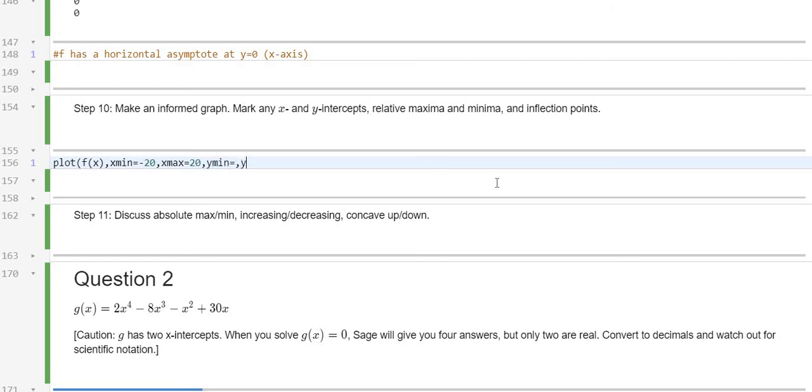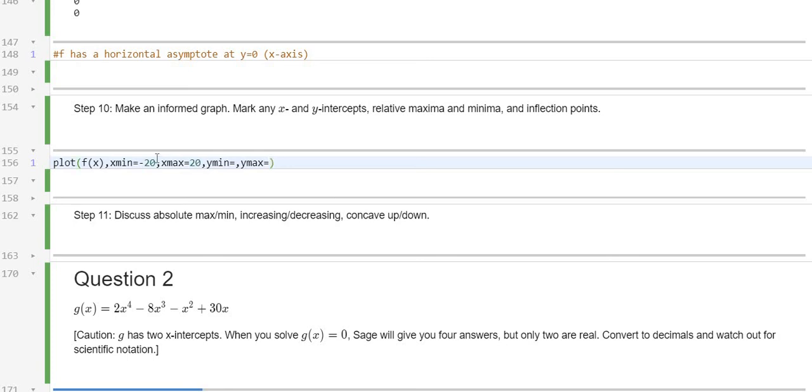I could let the computer choose it for me, and it might be okay in this example. In some examples it's not okay, especially when there's vertical asymptotes. In this one it would probably be fine, but I want to come up with a general method here to deal with any kind of function you might come up with. And so I'm going to go ahead and choose the y min and max. How am I going to do that?